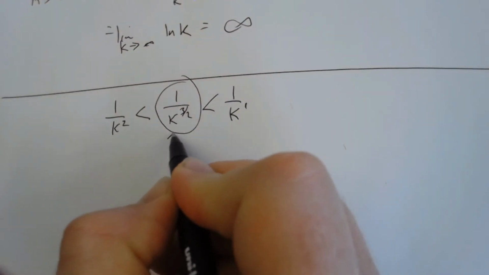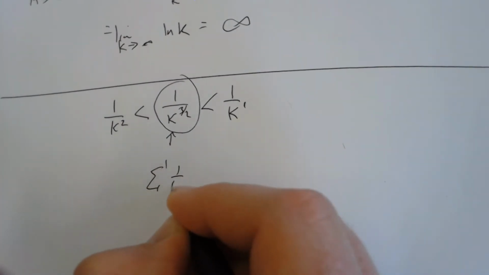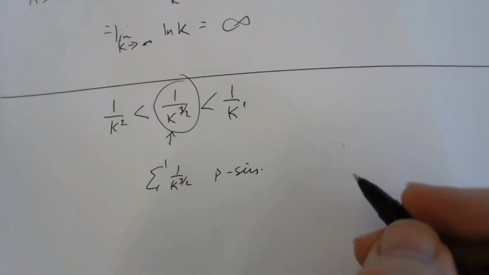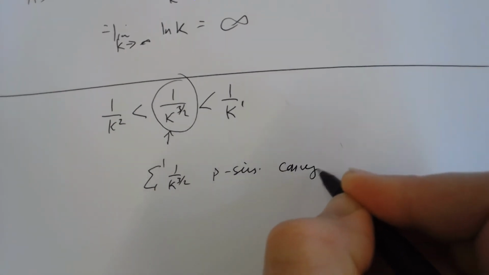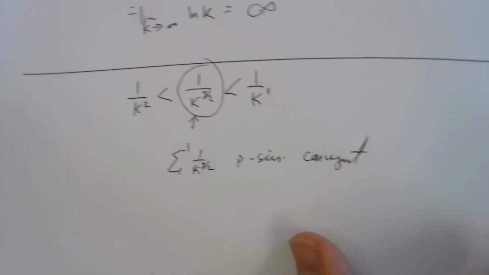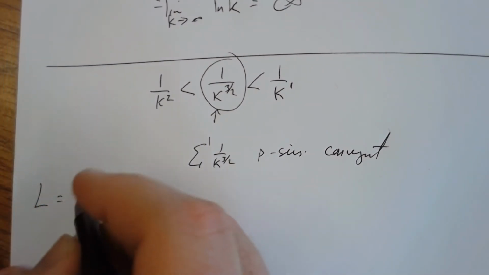So I'm going to try this series right here. This is the summation of 1 over k to the power of 3/2, which is still a p-series. And it's important that the p-series is still convergent then. So I have a new series that I'm bringing to the table that happens to be a p-series that is also convergent. So let's go ahead and check out what L happens to be.